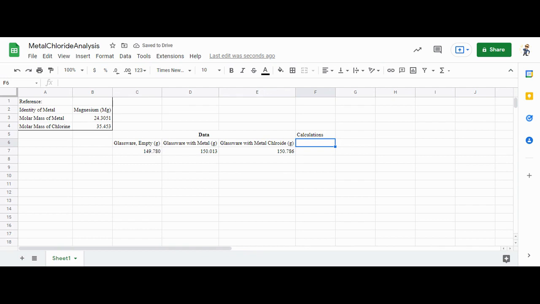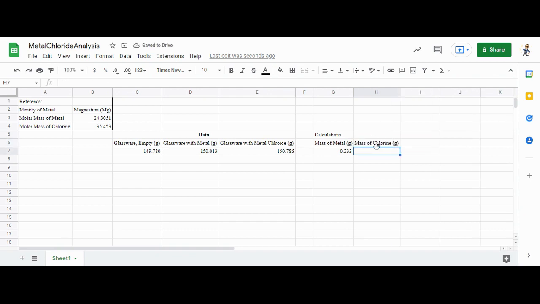First, we're going to calculate the mass of the metal. The mass of the metal is going to be the difference between the glassware with metal and just the glassware. Difference means that it's going to be a subtraction, so it's going to start off with an equal sign so that this will calculate it for you, and you would select the cell you want to start with, and then hit the minus sign and select the cell that you want to subtract from it. And then you hit enter. It is giving me the correct significant figures now, but if I needed to adjust them, I would use these keys up here.